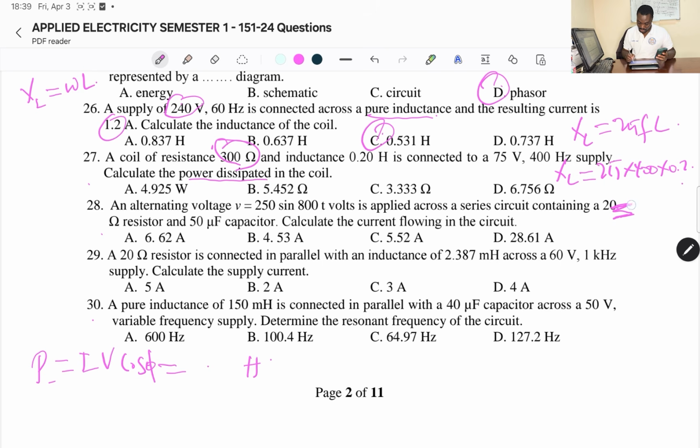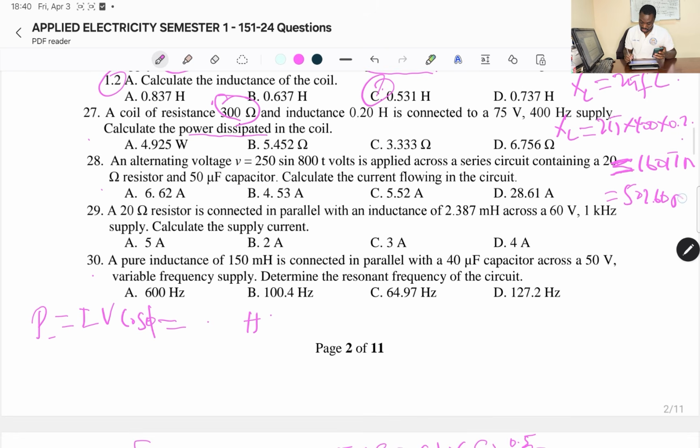So 80 times 2 will give us 160. So 160 pi ohms. Meaning that is 160 times pi. So let me just calculate, and we get 502.66 ohms. So we get this value.